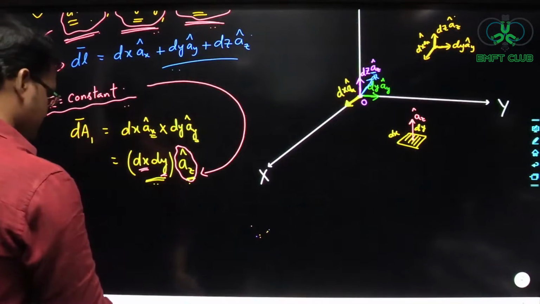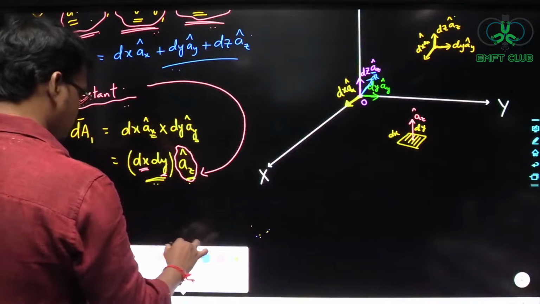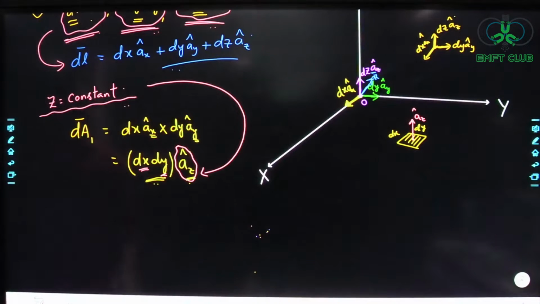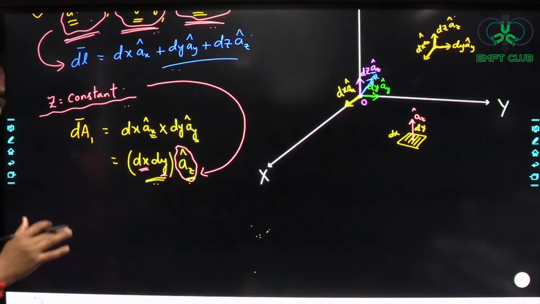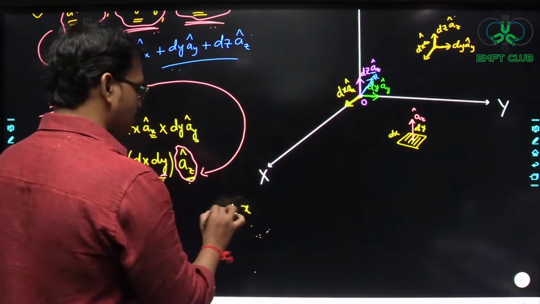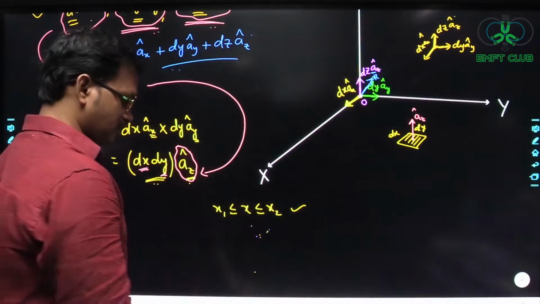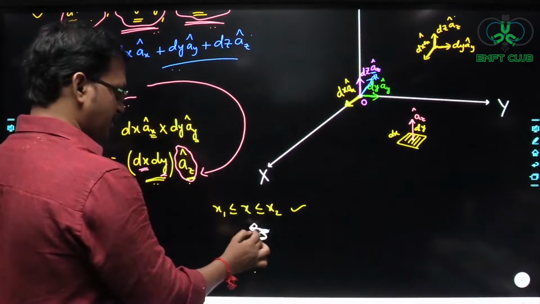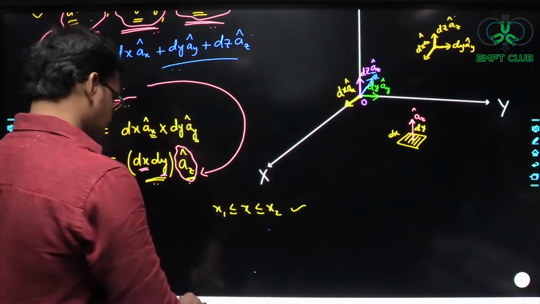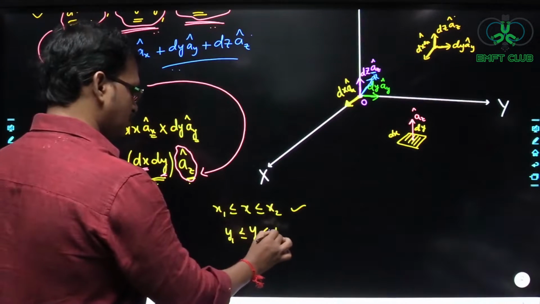Right. Next, see here. Now, if I want the total surface area on the xy plane, suppose I have been given the range of x, which varies from x1 to x2, and the range of y varies from y1 to y2.